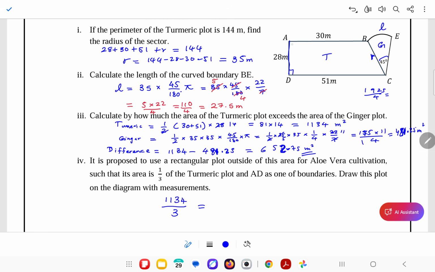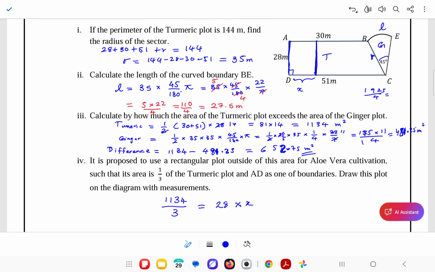Right. So we have to have something like this. It's a rectangle like this, 1/3 of the turmeric area. We have to give this length 28 into this length, let's say x. x is going to be equal to this amount, 1134 over 3, because the area is 1/3 of the turmeric.